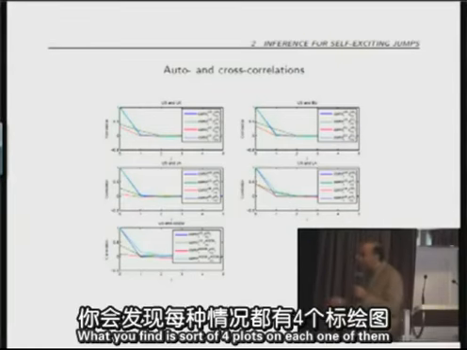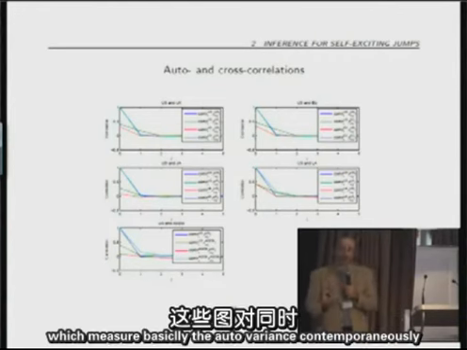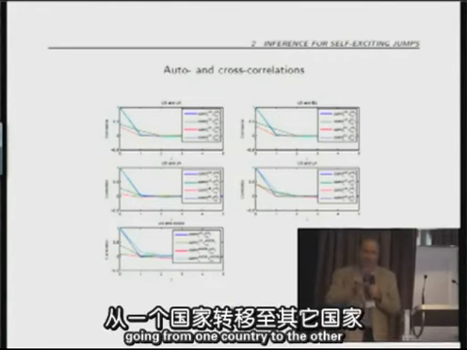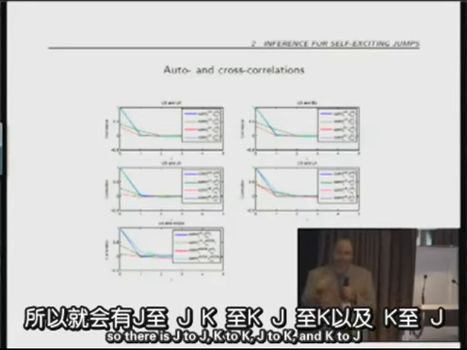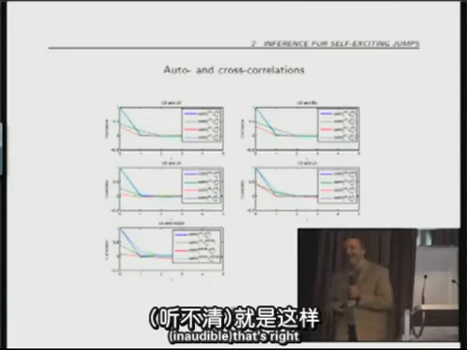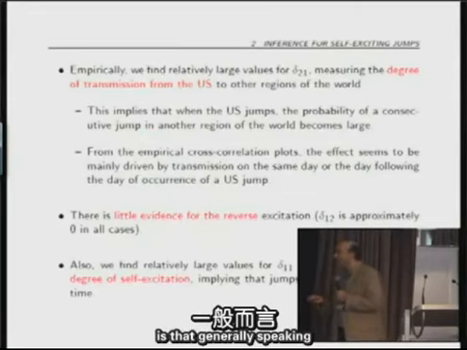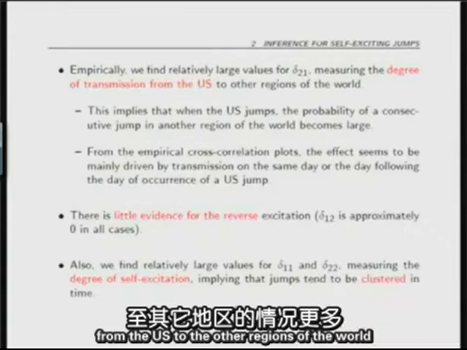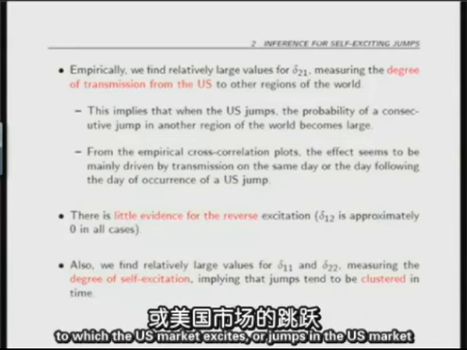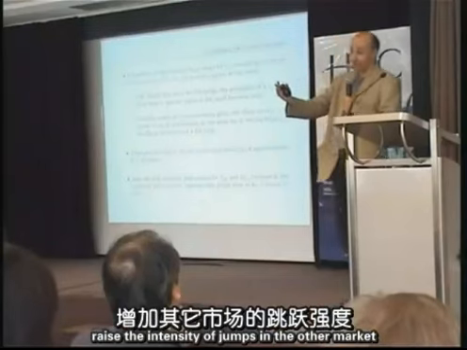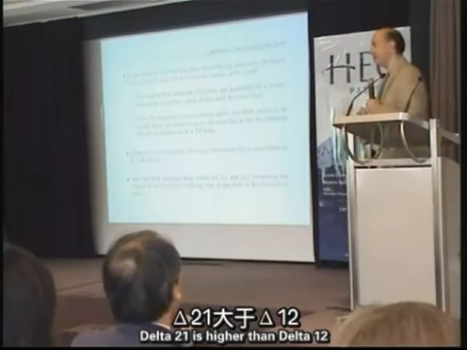And what you find is 4 plots on each one of them, which measure the autocovariance contemporaneously, going from one country to the other, and then going from the other country to itself. So there's J to J, K to K, J to K, and K to J, okay? It's easier said that way. So you've got 4 plots, and what you find fairly uniformly in all cases with all regions of the world is that generally speaking, there's more transmission from the US to the other regions of the world. So delta 2-1, which is the parameter that controls the extent to which the US market excites, so jumps in the US market raise the intensity of jumps in the other regions of the world, is usually the highest of the off-diagonal parameters. So delta 2-1 is higher than delta 1-2.